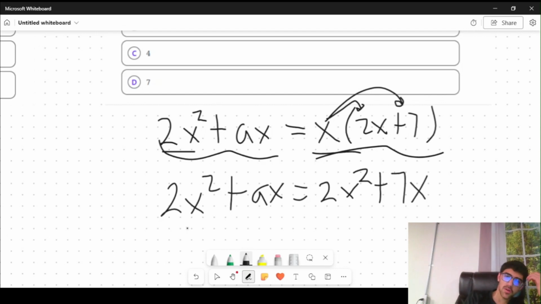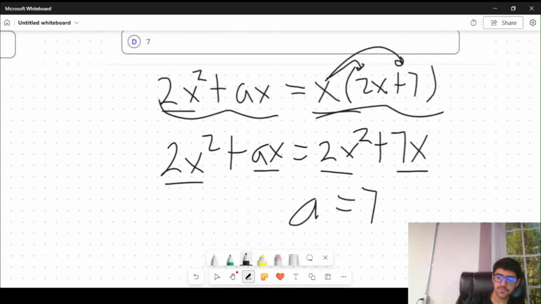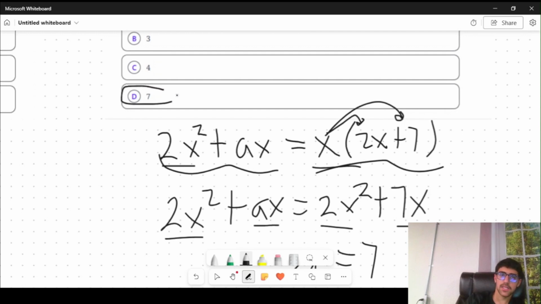So if this is equal, you get 2x squared, you have that. And it's a constant times x. And here is a constant times x, and the constant is 7. And because both sides are equal, we automatically know that a is equal to 7. So then the final answer would be D, 7.